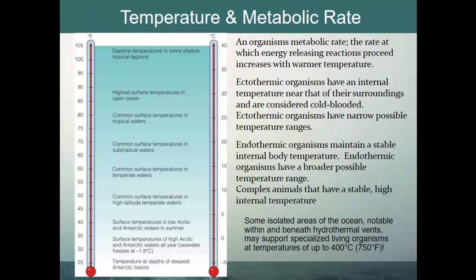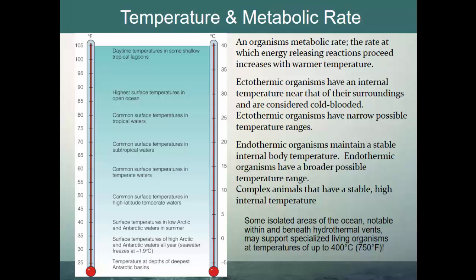All right, temperature and metabolic rate. Daytime temperatures at the very top in some shallow tropical lagoons compared to temperatures at the deepest depths of the Antarctic basin. An organism's metabolic rate, or the rate at which energy-releasing reactions proceed, increases with warmer temperatures. The warmer it is, the more reactions you're going to get. Ectothermic organisms have an internal temperature near that of their surroundings and are considered cold-blooded. Ectothermic organisms have a narrow possible temperature range that they can live in. The temperature of the environment has to be right for their energy-releasing reactions.